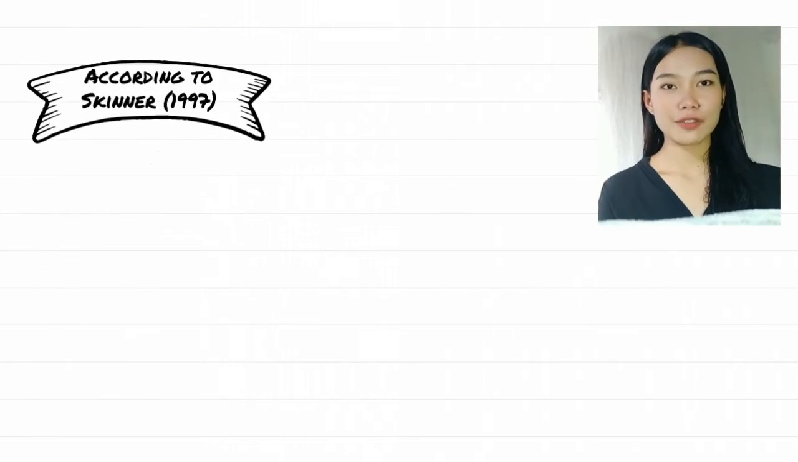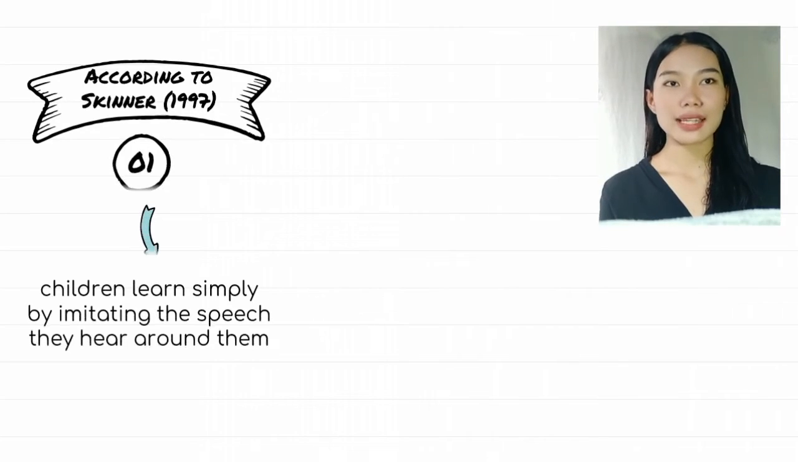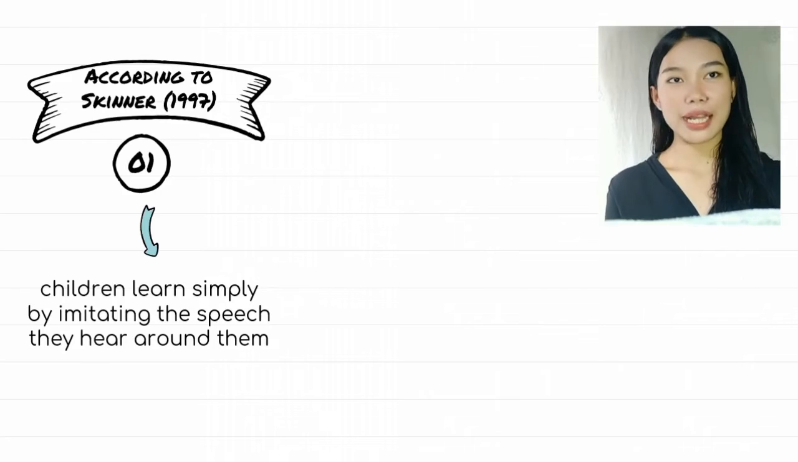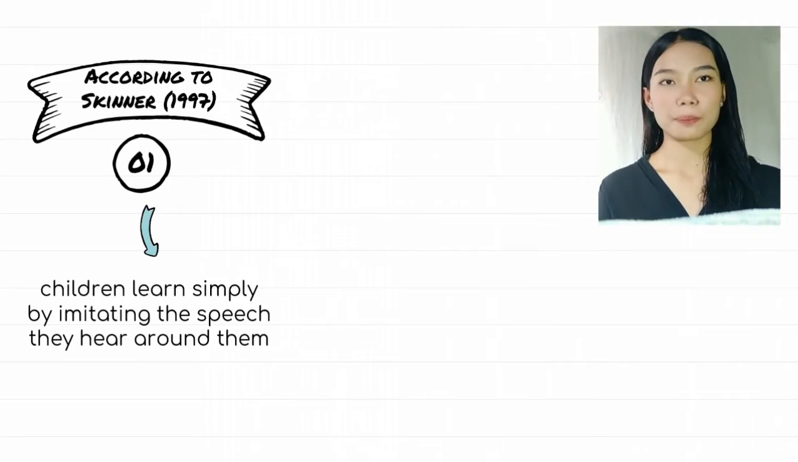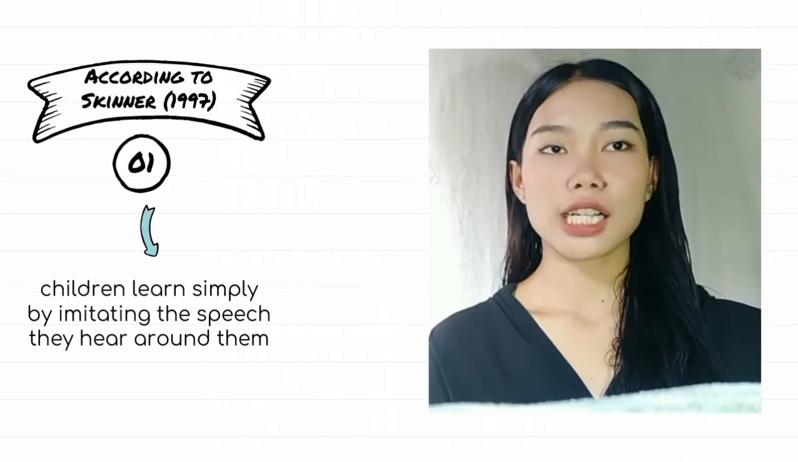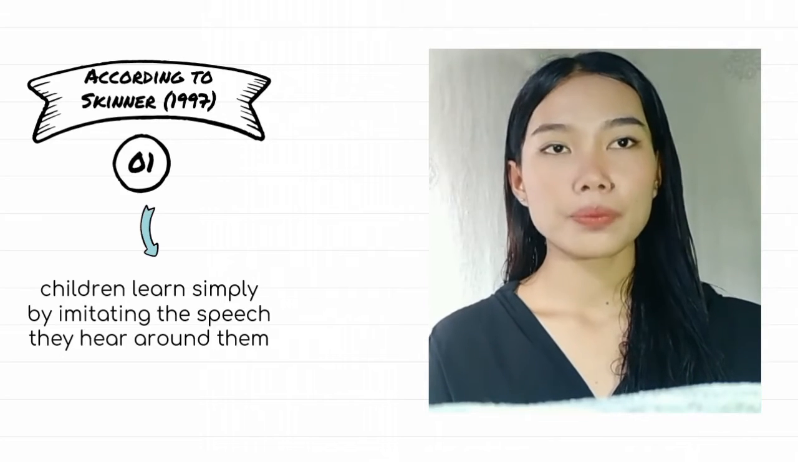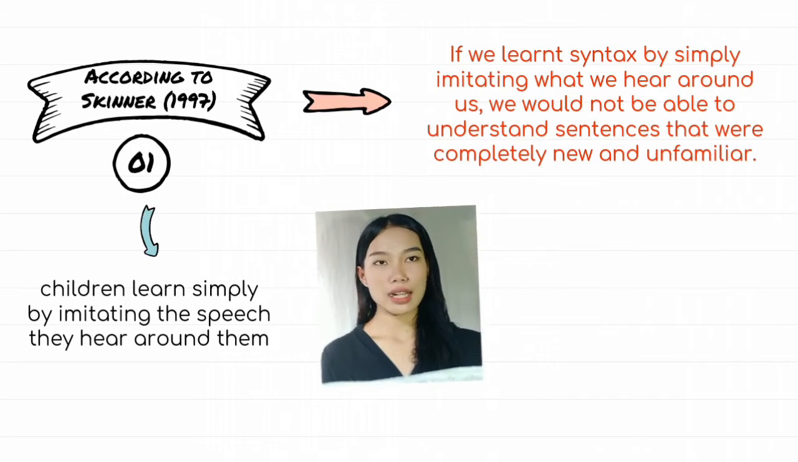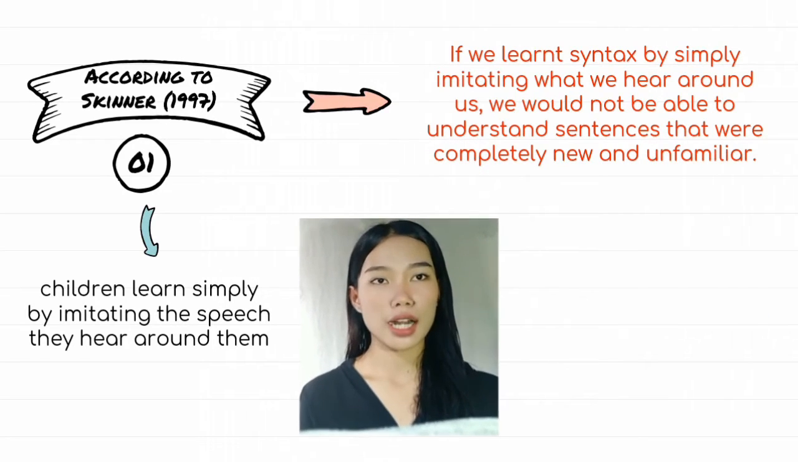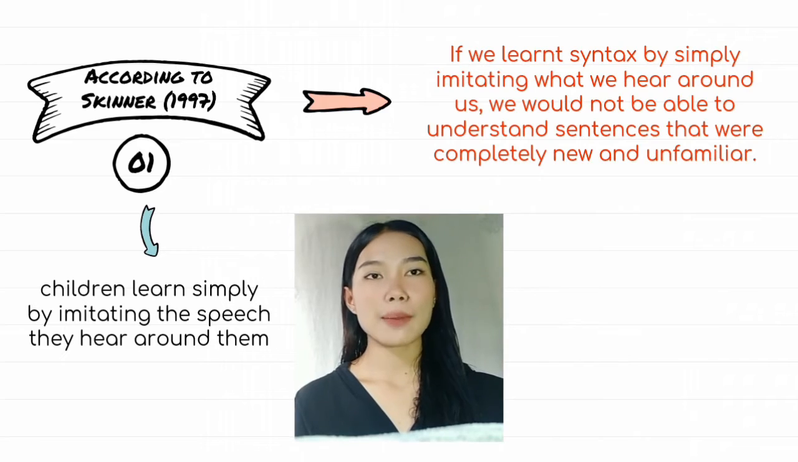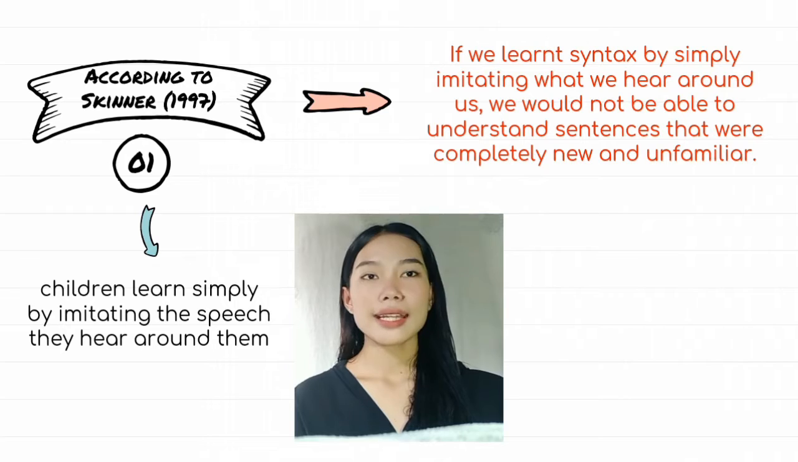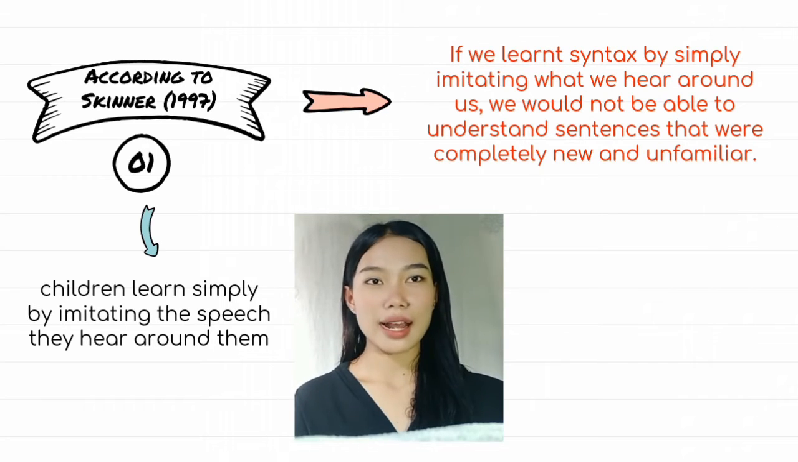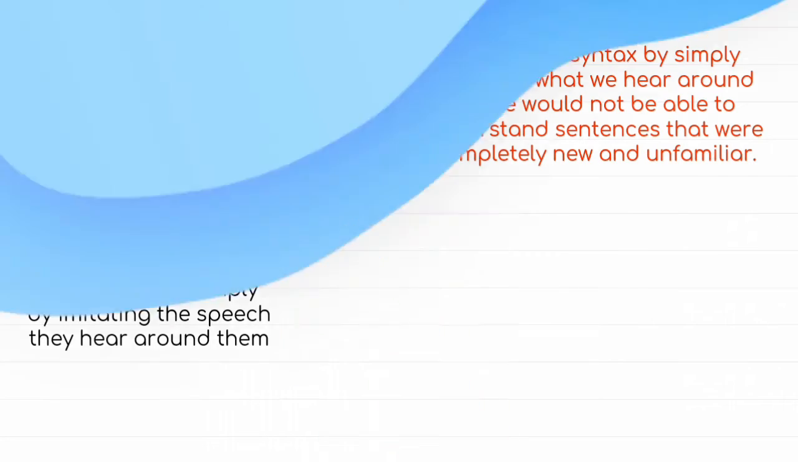According to Skinner, 1957, one possible answer to our key question is that children learn simply by imitating the speech they hear around them. However, this answer cannot be the correct one, for a very simple reason. If we learned syntax by simply imitating what we hear around us, we would not be able to understand sentences that were completely new and unfamiliar. Yet, we can both generate and understand such sentences.